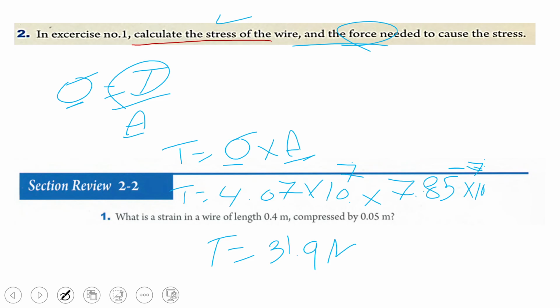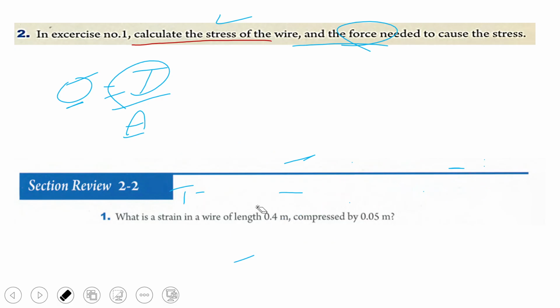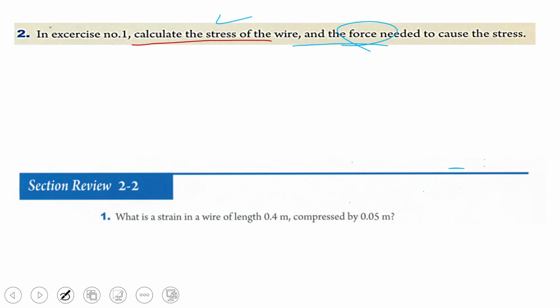Okay. I hope you understand, guys, all. Just you should memorize the rule and all become easy. Guys, we have section 2 to review. I have some other examples.